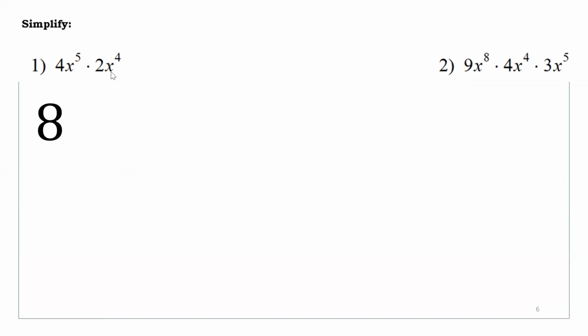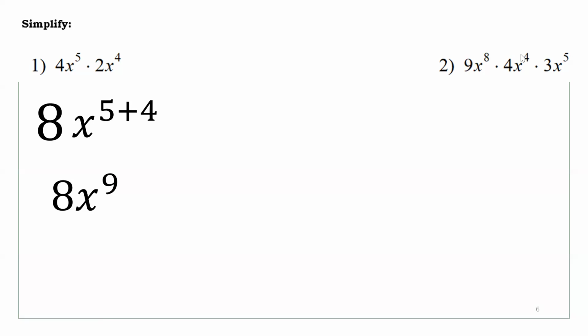Then we have x to the fifth times x to the fourth. Same letter, so I can add their exponents. 5 plus 4 gets me x to the ninth. Now, this middle step, guys, I'm always going to have that written, but you might not need to do that. If you jump right to the answer, that's absolutely fine. I am always going to write that just because I'm a math teacher and I like to write my steps.